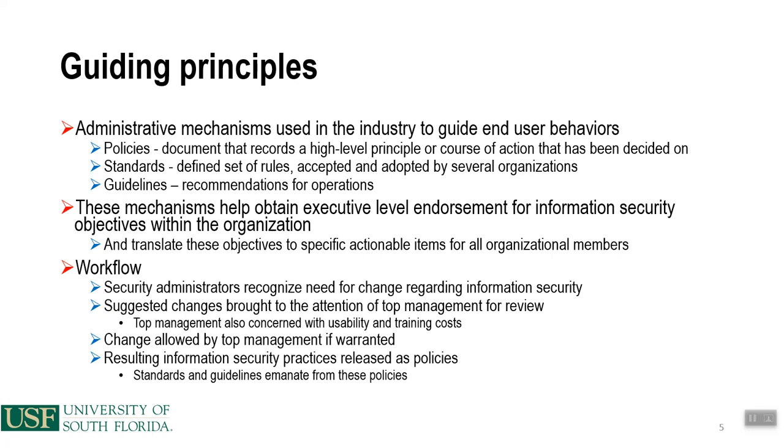And these mechanisms help obtain executive level endorsement for information security objectives within the organization. And the key thing here is that you want to make sure that you get the executive level endorsement for specific InfoSec objectives or InfoSec investments within the organization. One way you can go about doing that is by having the appropriate policy, standards, and guidelines in place. And what these will also help them do is translate the objectives into specific actionable items for all organizational members.